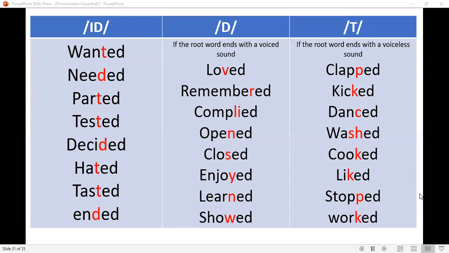Ms. Nagla, do I have you? Okay. Yes, I'm here. Yes, let's go. Wanted, needed, parted, tested, decided, hated, tasted, ended. Loved, remembered, complied, opened, closed, enjoyed, learned, showed. Awesome. Clapped, kicked, danced, washed, cooked, liked, stopped, worked. Very nice. Thank you so much, Ms. Marwa Mahmoud. I'm sorry, Marwa Muhammad. Let's go.